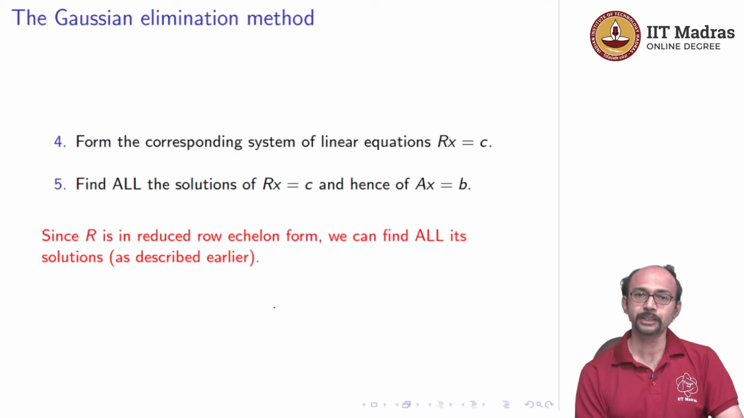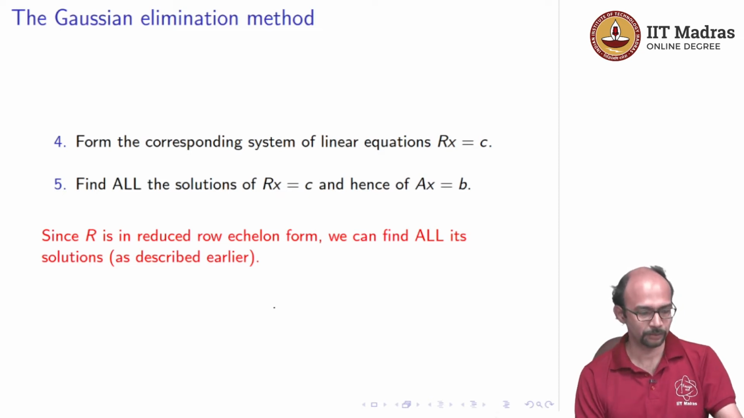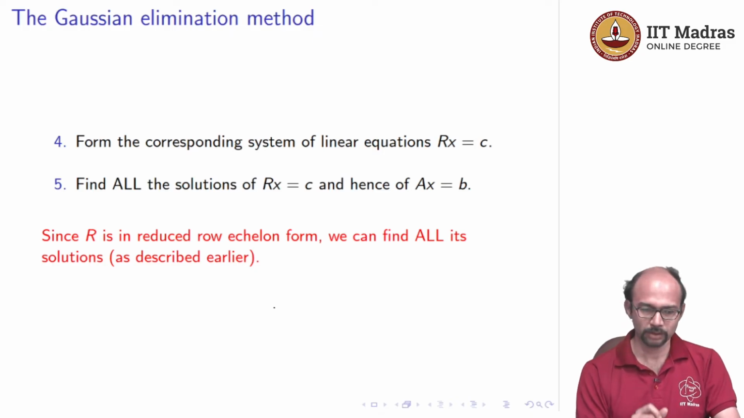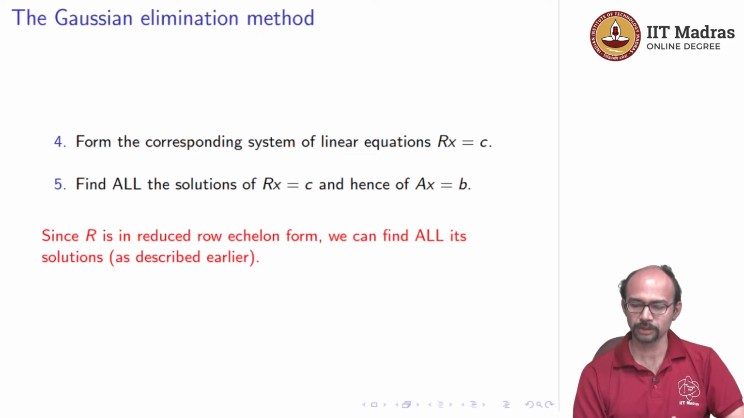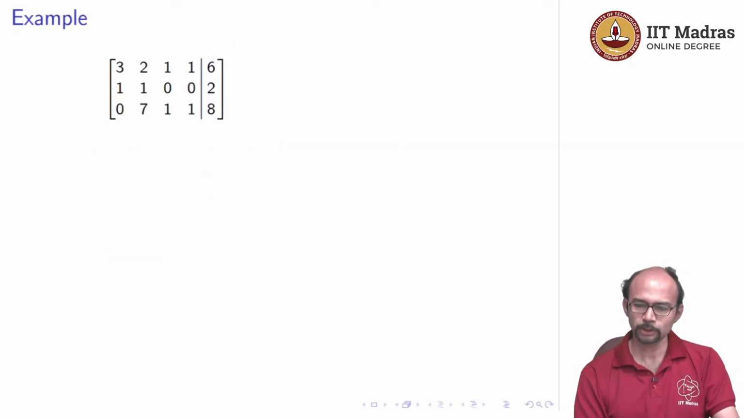And how do I find the solutions of Rx equals C? Well, R is in reduced row echelon form, so I have a concrete procedure to find these. You find the independent variables and the dependent variables, and then you put the independent variables to arbitrary values, and then you back calculate to find the values of the dependent variables. We have done examples of this as well. We recalled this right at the beginning of this video. So we have a very concrete procedure now to find the solutions of Ax equals B. So let's do an example.